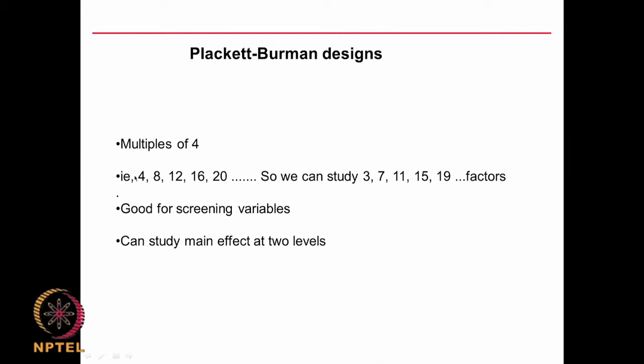So 3 factors can be studied with only 4 experiments, it will give you the main effects. 7 factors can be studied with 8 experiments, it will give you the main effects. 11 factors can be studied with 12 experiments. So it is extremely good, we can quickly screen out factors. Ideally, if you have 3, 7, 11, 15, 19 factors, all you have to do is 4 experiments, 8 experiments, 12 experiments, 16 experiments and 20 experiments, okay. So it is extremely good for screening variables, a large number of variables we can study.